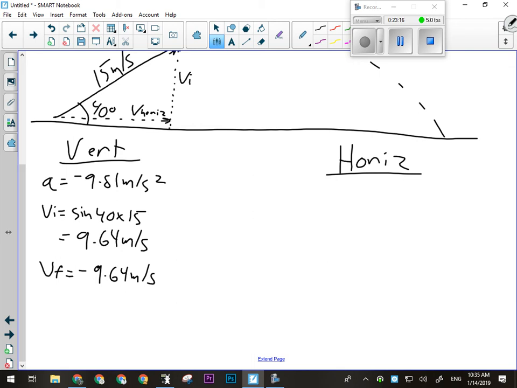Time. Yeah, and I'm always looking for time. In every projectile motion problem we ever did, time was the thing we were looking for because it could be used in both the vertical and the horizontal parts. So let's calculate time right now using this formula, VF minus VI over A. For us that's going to be negative 9.64 minus 9.64, divided by negative 9.81.